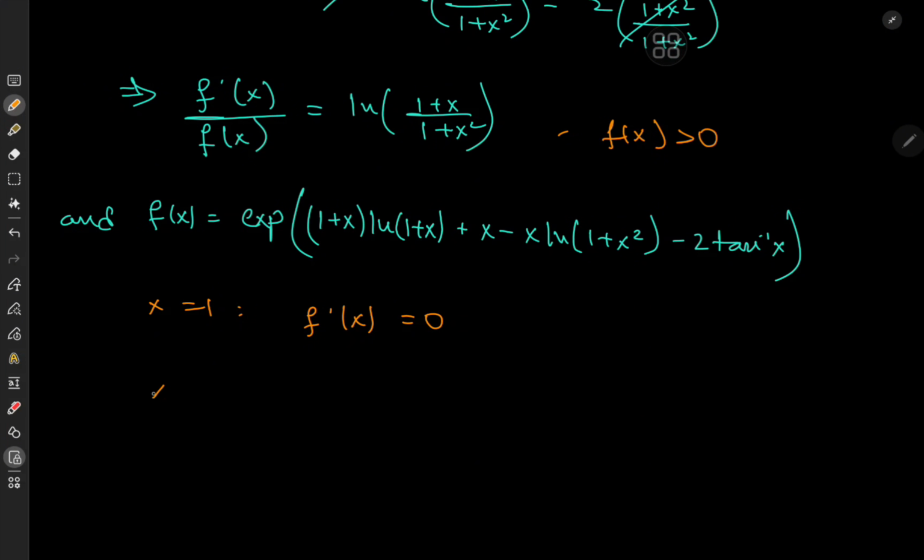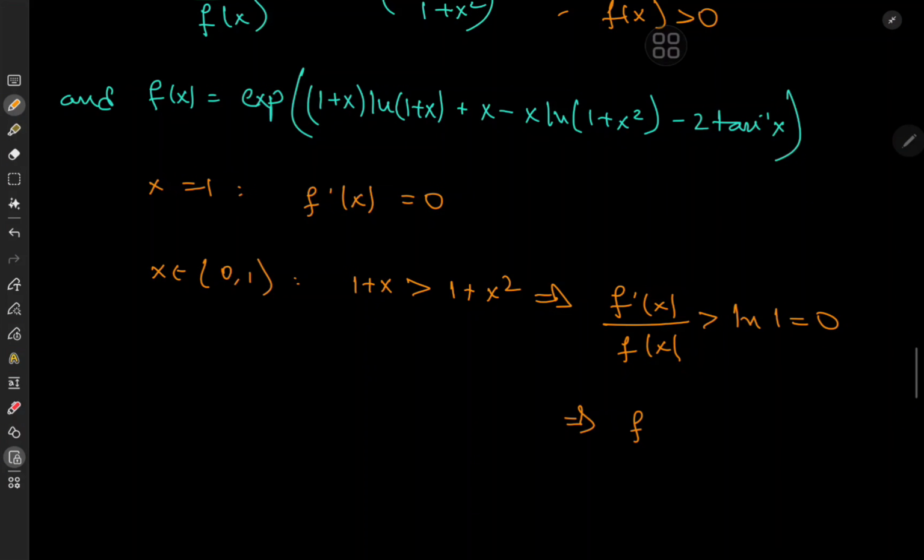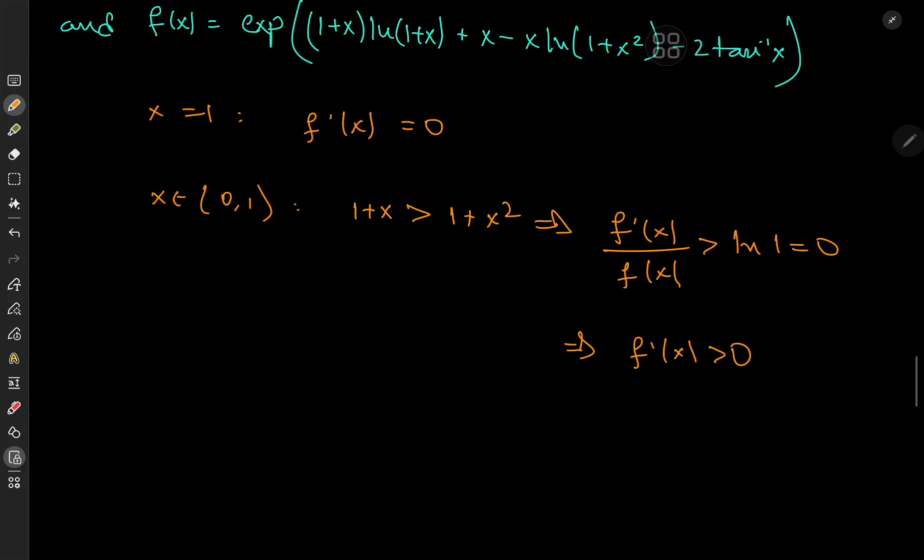Okay, cool. What if x belongs to the interval between 0 and 1? Well, this would mean that 1 plus x is going to be greater than 1 plus x squared, which implies that f prime of x over f of x is going to be greater than log of 1, which is equal to 0. So this implies that f prime of x is going to be positive on this interval, that is the interval between 0 and 1. And for x being greater than 1, obviously we have f prime of x being negative.